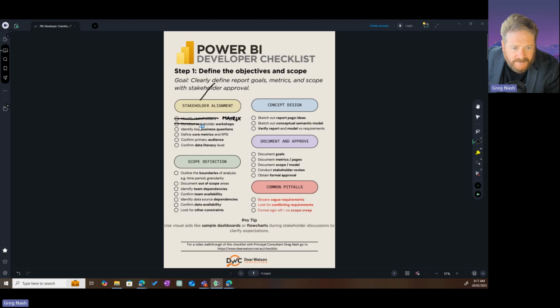So conduct as many stakeholder workshops as you can, tease out that information, and this is what we're trying to identify, right? Key business questions and core metrics. I'm going to be making updates to the checklist soon. I'm going to add in the business process checklist updates because I think that's just so important.